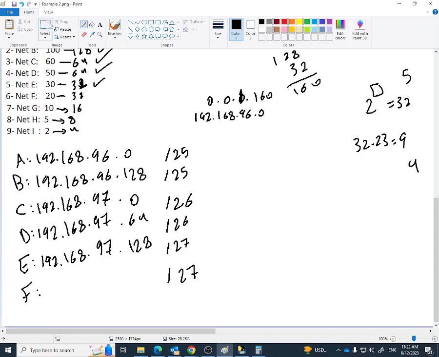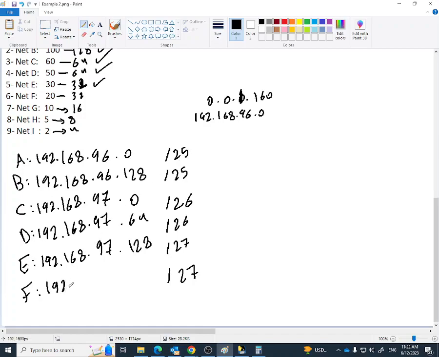160, and let me clean this mess here. I need a Photoshop application. So here we go. 192, 168, 97, 160. I'm going to use the rest of the space here for the rest network. So what did we cover so far? We covered F, and we added 30 from here.